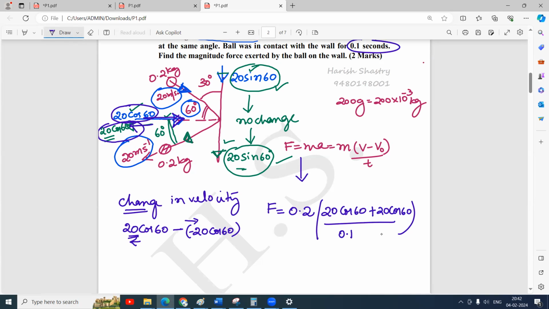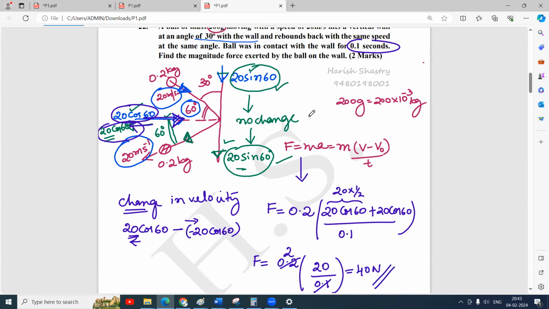So what is the magnitude of force exerted on the wall by the ball is 0.2 into, and this will be 20 cos 60, which is 20 into half. Cos 60 is half. So this is 10. 10 plus 10, so 20 divided by 0.1, and 0.1 into 0.2. So that comes to 40 Newton. That is the answer. Thank you.